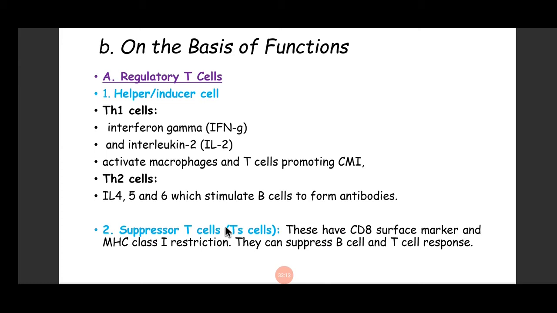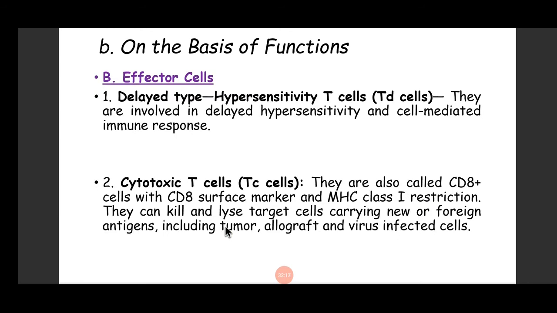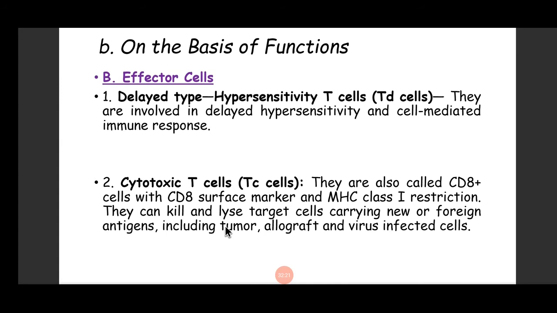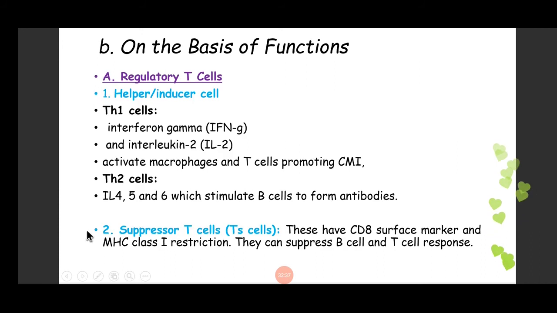There are other T cells which are called suppressor T cells, and effector T cells are delayed type hypersensitivity T cells. They are responsible for delayed type of hypersensitivity. And cytotoxic T cells are also called CD8 cells, because they have CD8 surface marker on their surface. And helper cells have CD4 markers on their surface, right? These helper cells are also called sometimes CD4 cells.